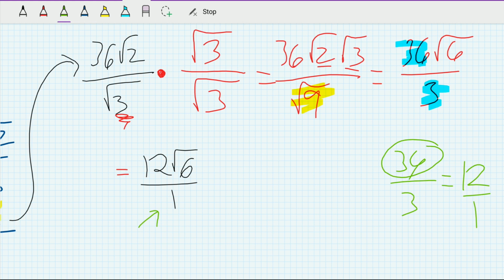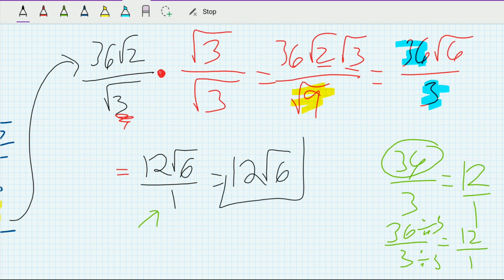If you want to do it a different way, you can divide by 3 on both of them. It's just simplifying fractions, really. That'll equal 12, and then 3 divided by 3 is equal to 1. So I mean, it's up to you how you do it. And then I can go ahead and just take it one more step, and that'll be 12 square root 6. I don't need to put the 1 in the denominator because it's just the same thing.